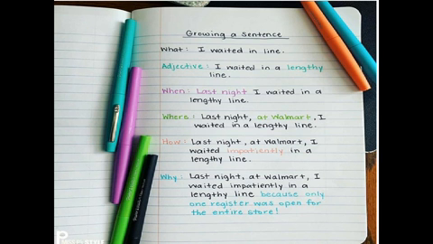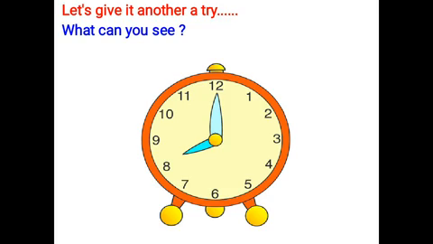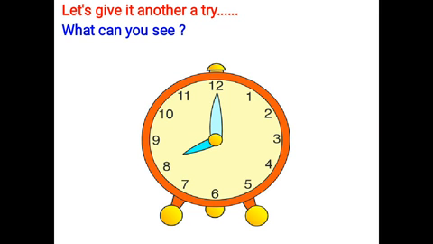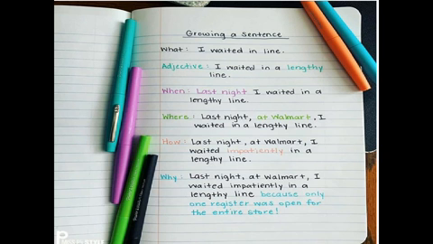That's the idea. Now, how did you wait? Last night at Walmart, I waited impatiently in a lengthy line. So I'm going to answer now. Last week at ShopRite, I waited tirelessly, or I waited so long, or I waited for a long time at ShopRite, or I waited for a long time in a very short line. Can you see that my sentence is growing?